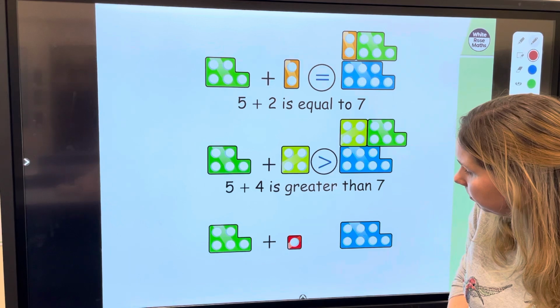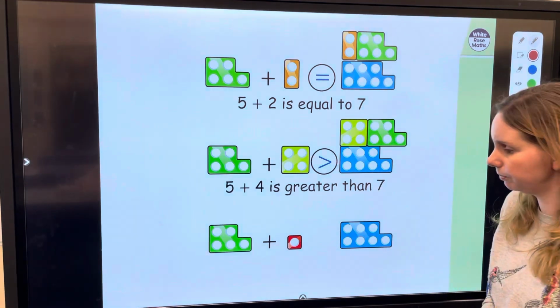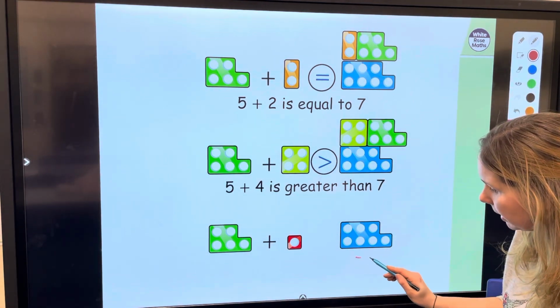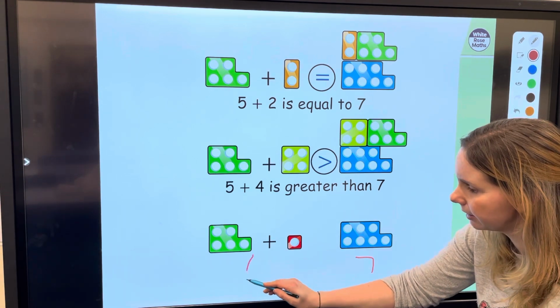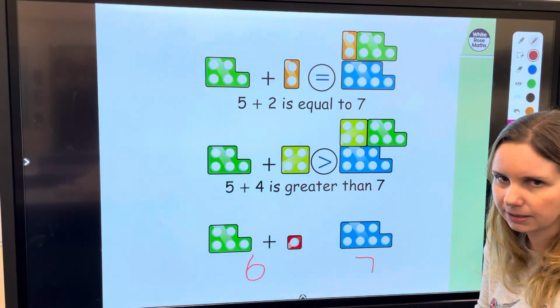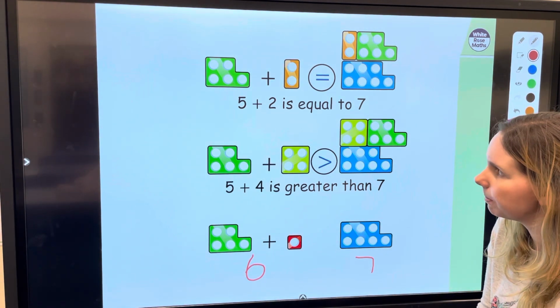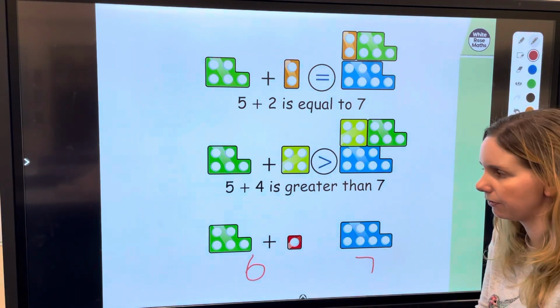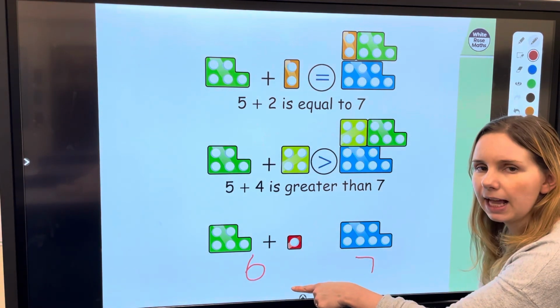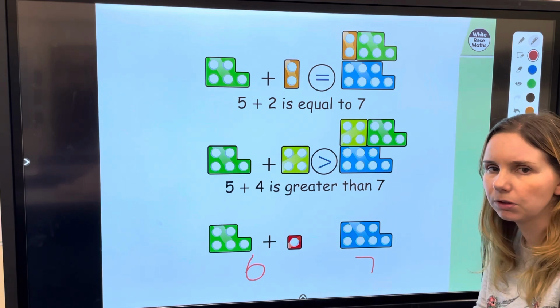Have a look at this one. So count up at home. We've got this number here, we know it's 7. We've got 5 add 1. 5 add 1 is 6. Okay. Think about the symbol. Which symbol is going here? We know this is 6, this is 7. Is 6 less than, greater than, or equal to?